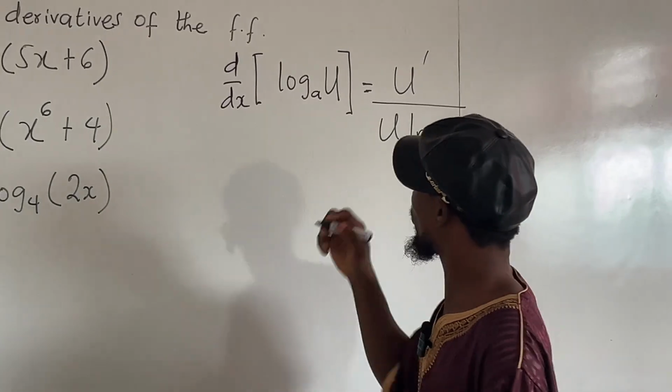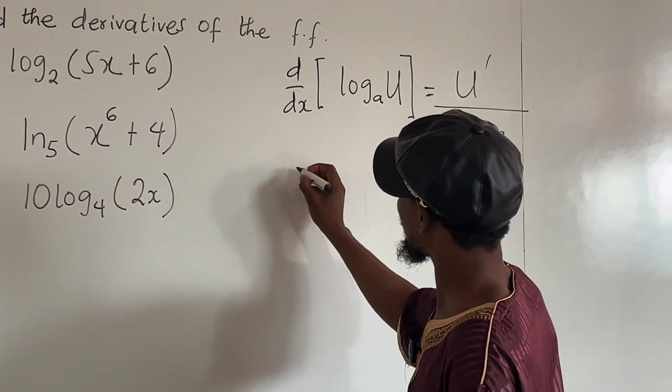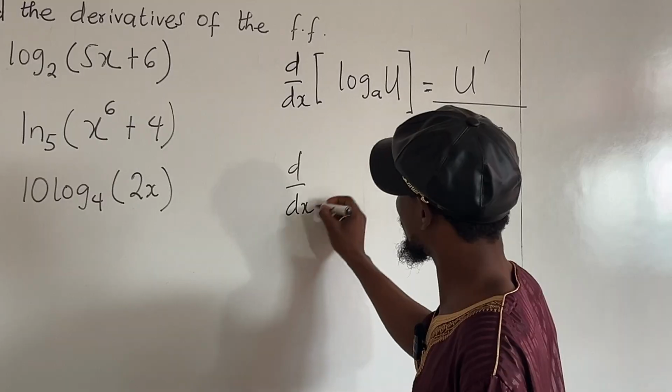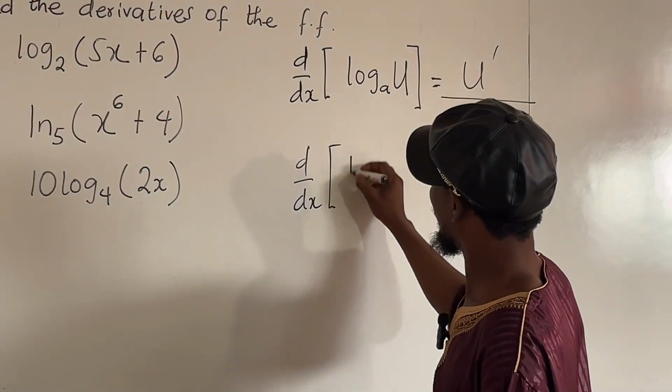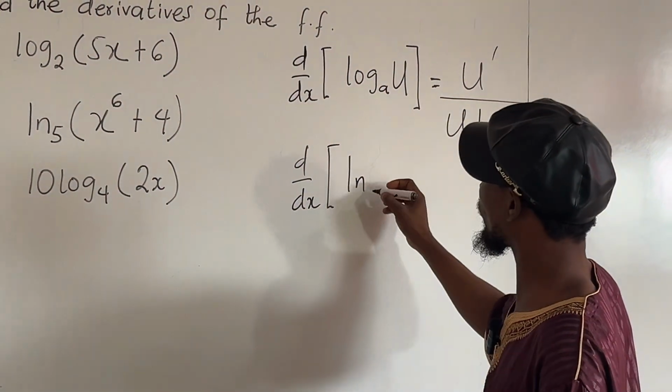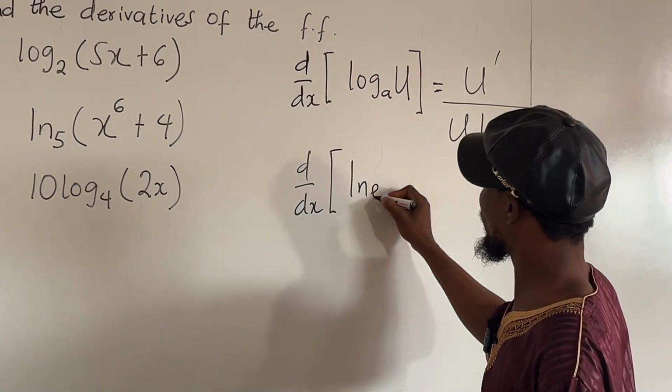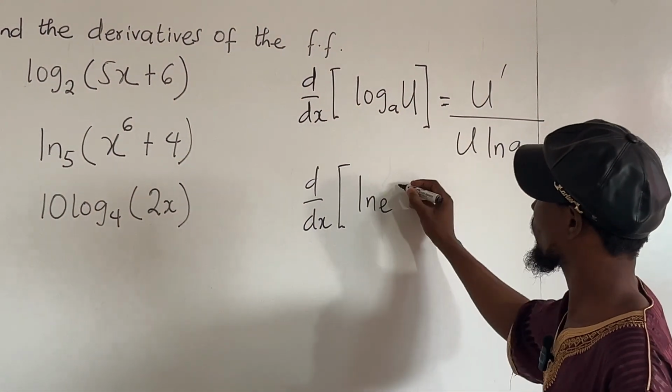Also, when we have the derivative of this, they have the natural log of e this way, then of u.